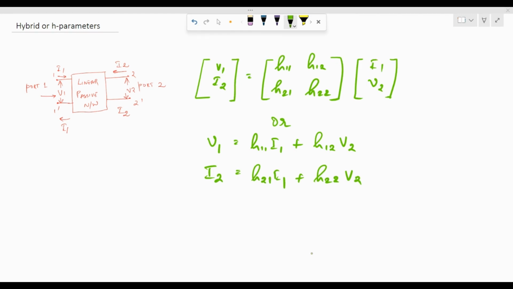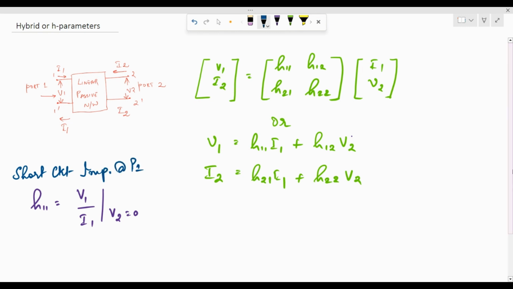Having said that, let's try to enunciate each of these h parameters here. So H11 can be found out if I consider V2 is 0. So when I say V2 is 0, it means I have to short circuit the second port. So when I take V2 is equal to 0, what I get here is V1 by I1. This is provided V2 is equal to 0. So this particular parameter is also called the short circuit impedance of port 1.